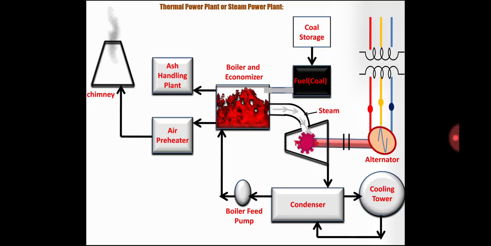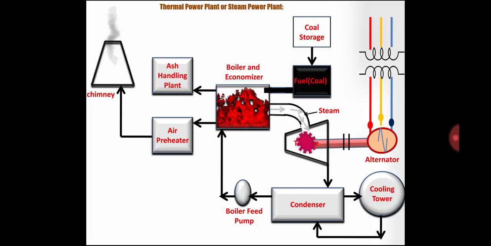Next, after combustion of coal, we know that various flue gases get generated, and those flue gases have to be taken care of. Also, after coal combustion, ash gets generated, and we have to take care of that ash too. That's why the ash from the boiler is transported to the ash handling plant, where proper disposal of ash takes place.